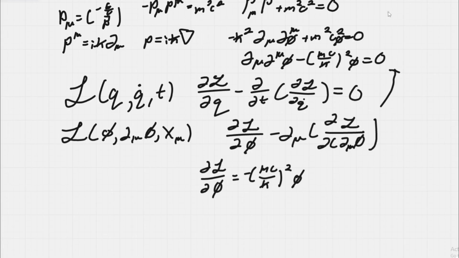which means in the original Lagrangian, which I'll begin to write down here, we get negative 1/2, sorry, that's a bad one, mc over h bar squared times phi squared.